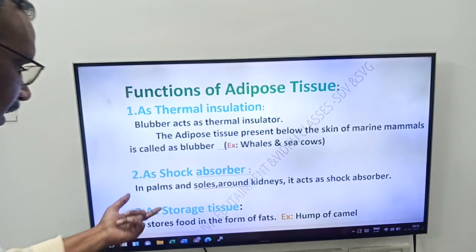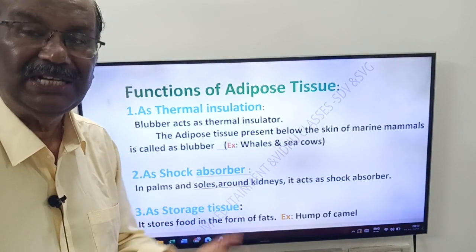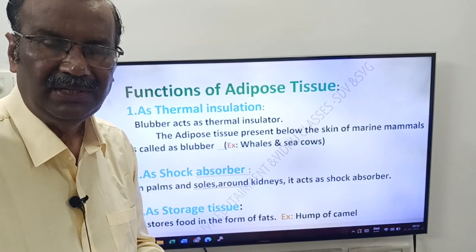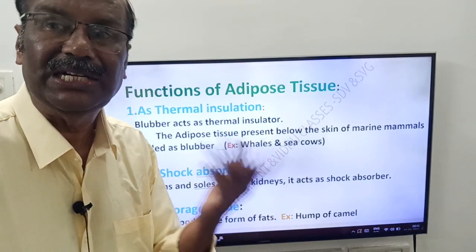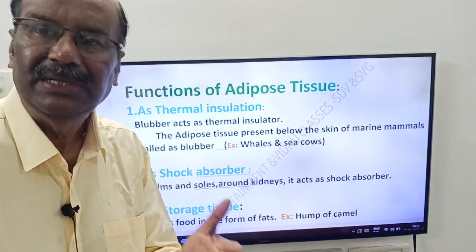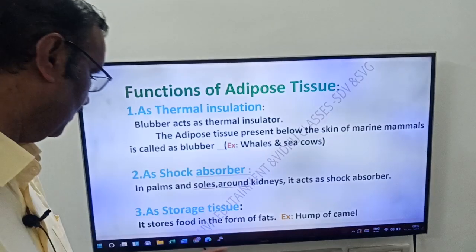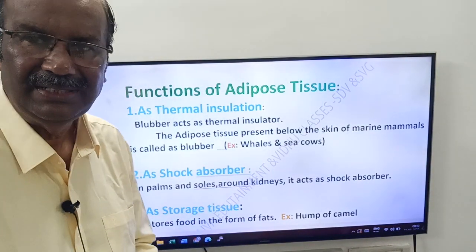Now the last one, friends: as storage tissue, it stores food. The excess food is converted first into glycogen, later into fats. The fat storage is in which tissue? It is in the adipose tissue. It stores in the form of fats.